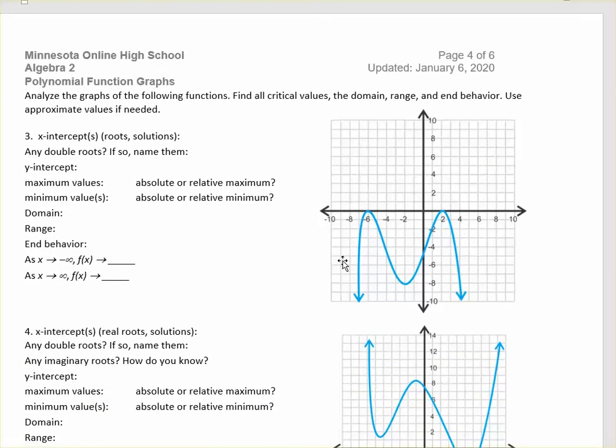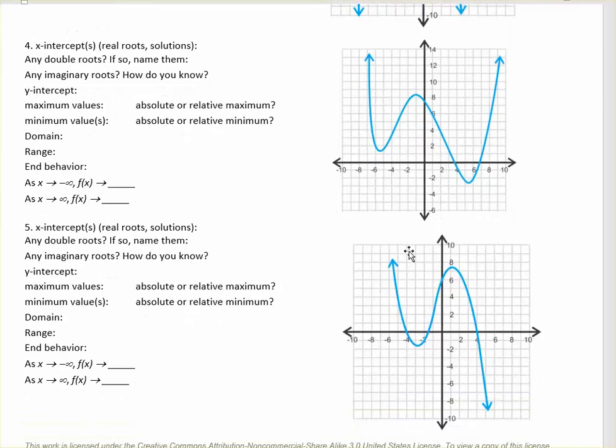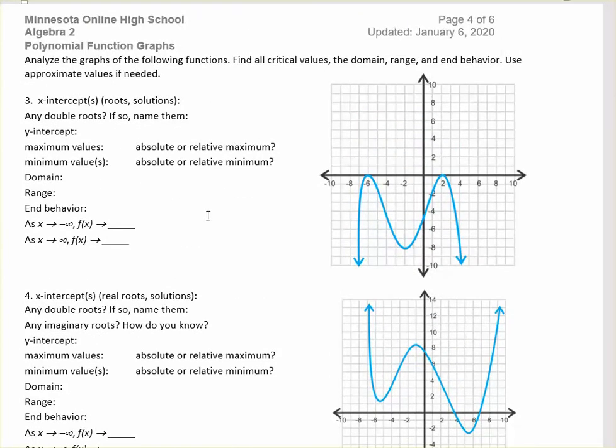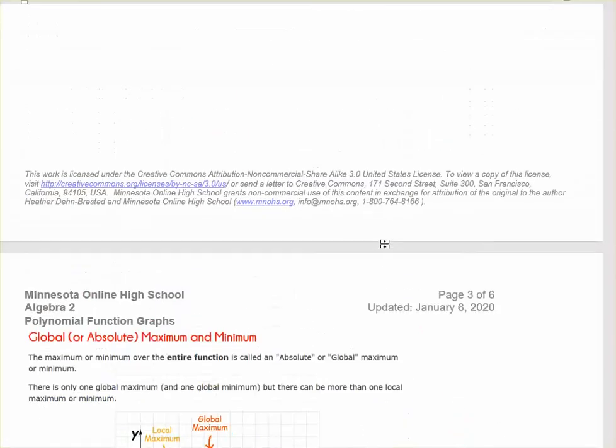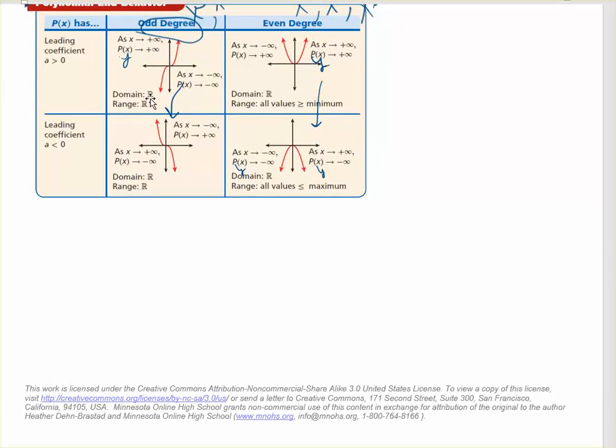So once you know all that, you can evaluate graphs, you can gather information about them, and fill in as much stuff as you know. These are called critical values. We can also find domain, range, and behavior. The domain and range was given in this. The domain is always all real numbers, but the range is going to be different depending on if it has an absolute minimum or maximum, like in an even degree function.